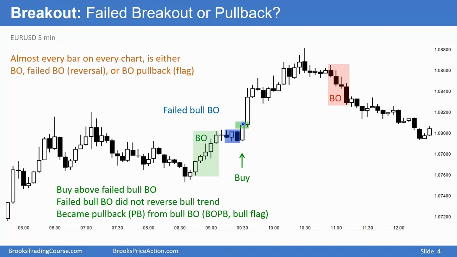In either case, they're going to be buying with a stop. Maybe they'll buy the close of that bull bar. Maybe they'll buy 1 pip above the high of that bull bar. In any case, they're viewing this attempt at a failed bull breakout as a bull flag, and they're buying as it reverses up, betting that the bull trend will resume.